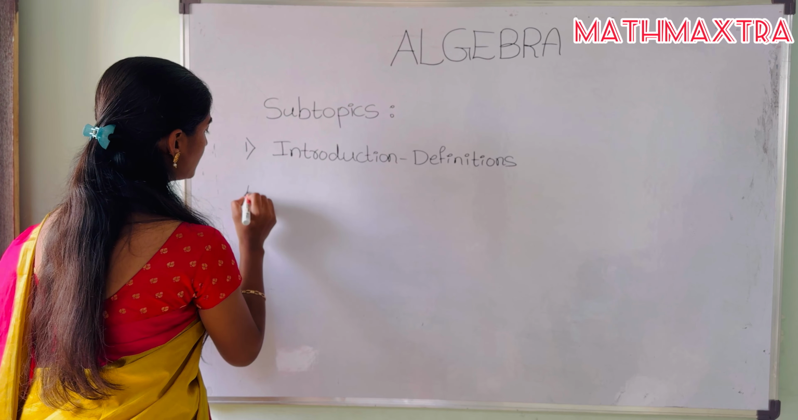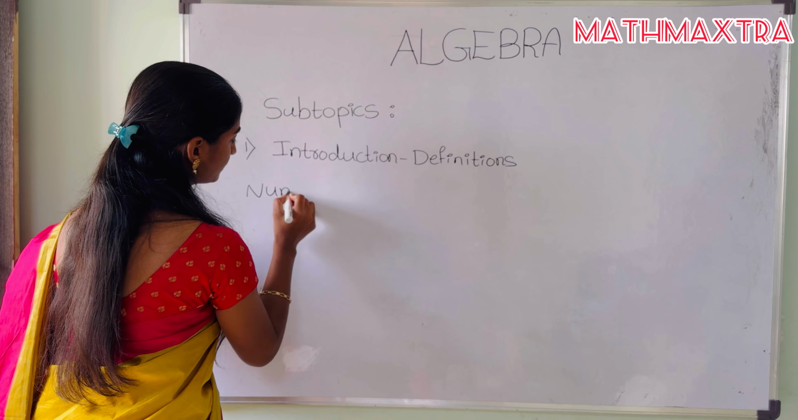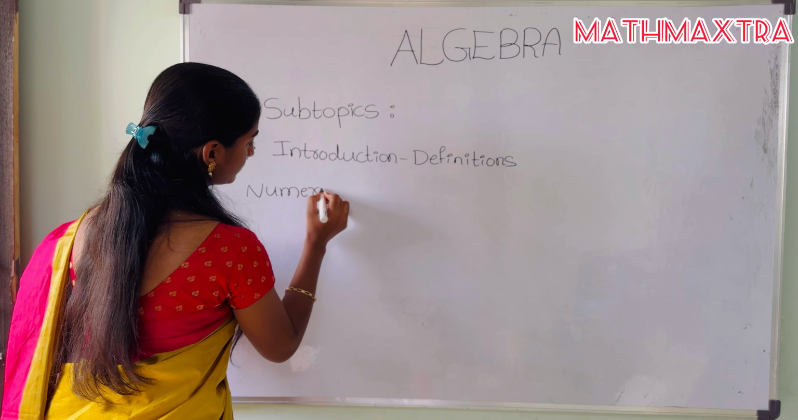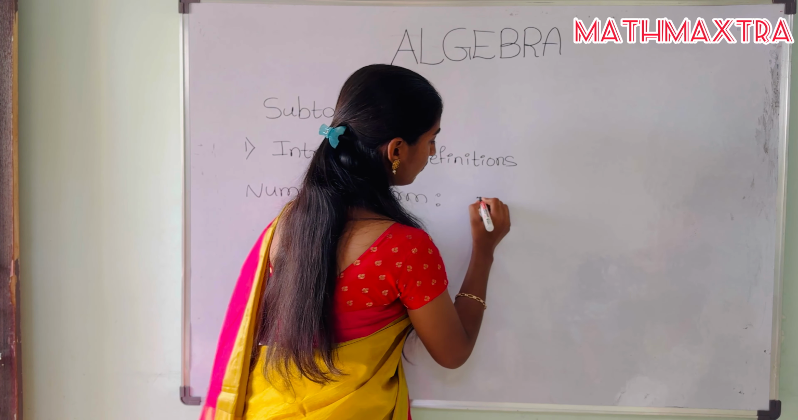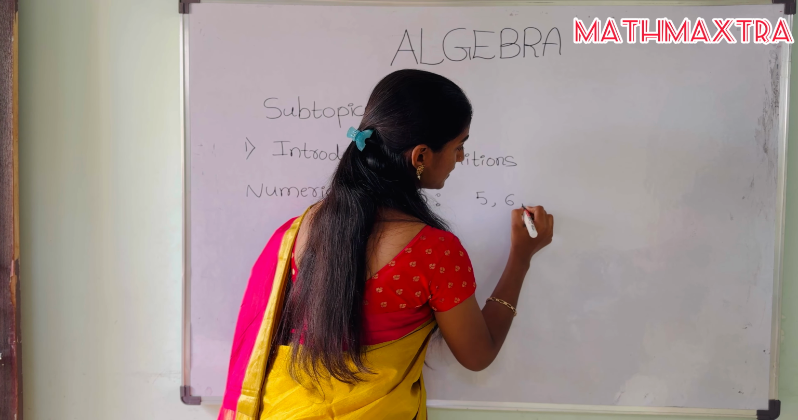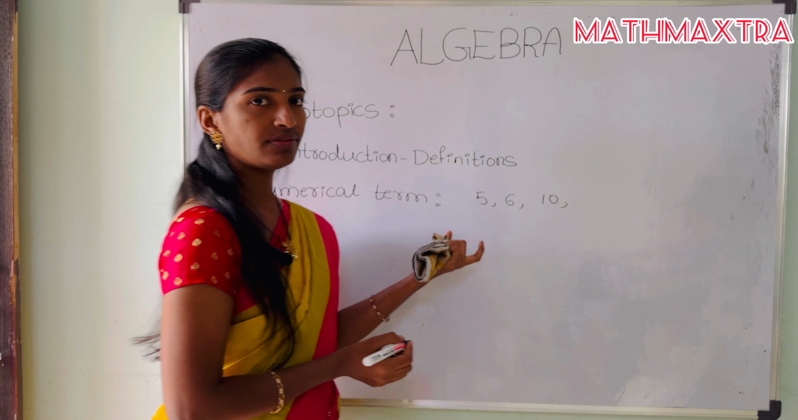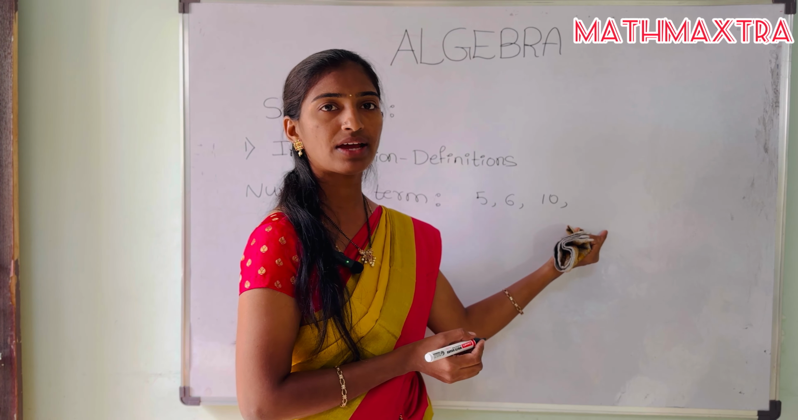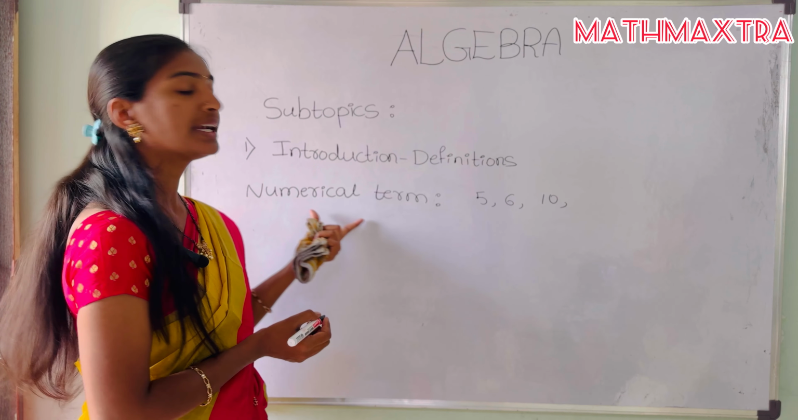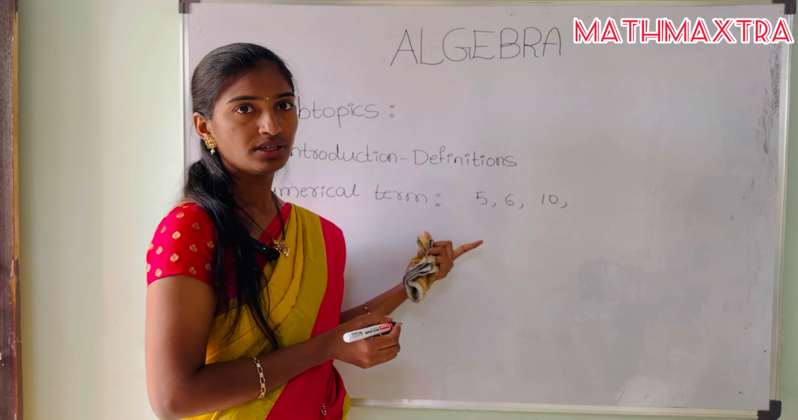Our next definition is numerical term. The name itself is telling us. If we consider only constants, like 5, 6, 10, and so on, if you consider only constant values, then we call that a numerical term.